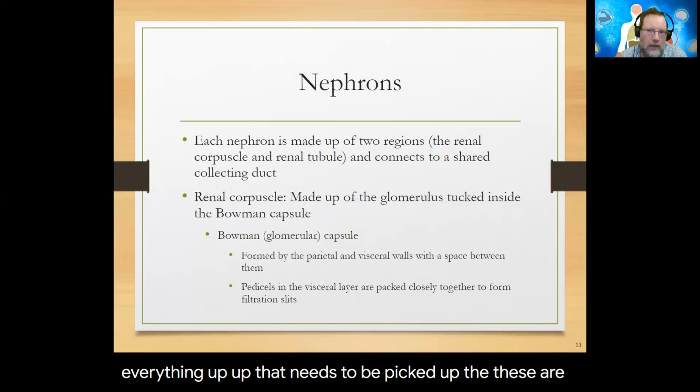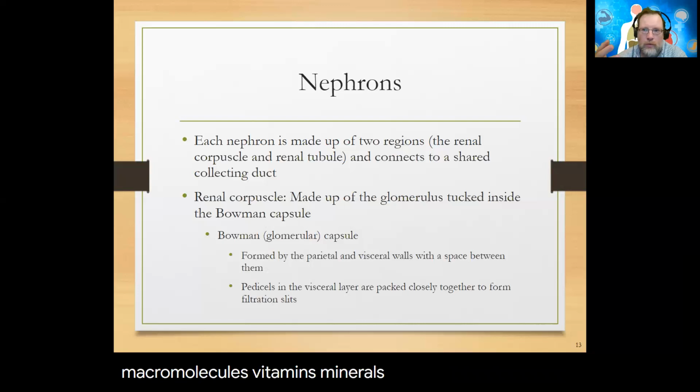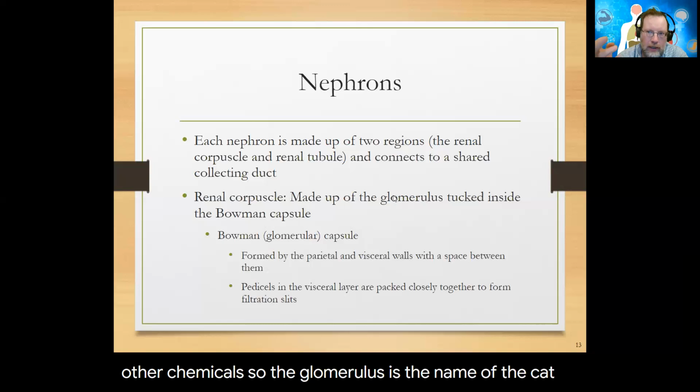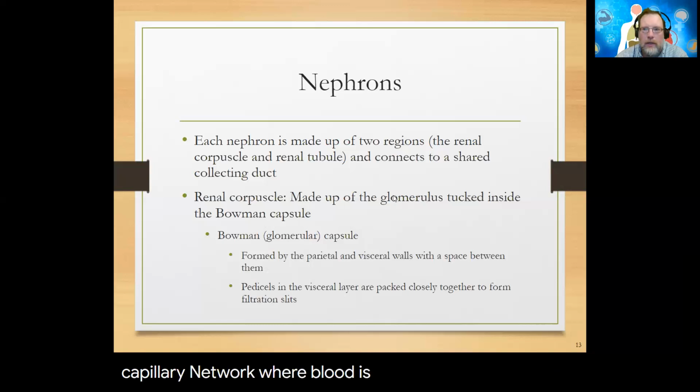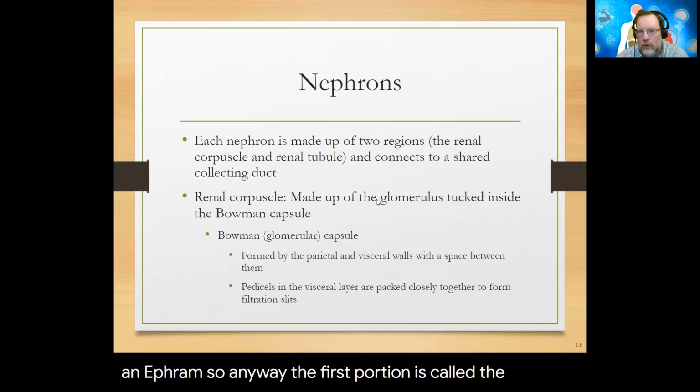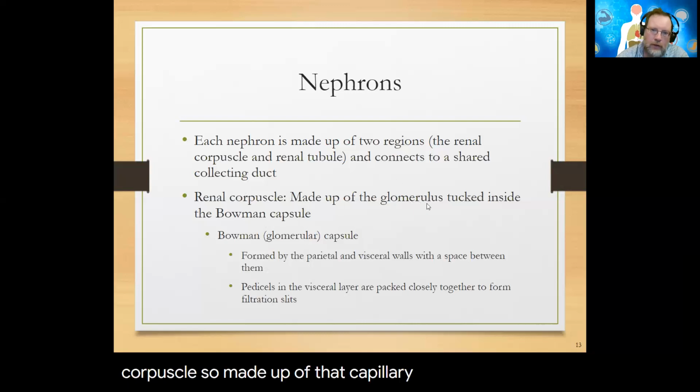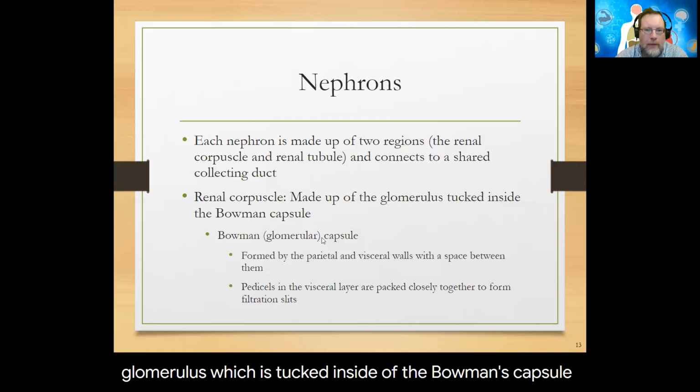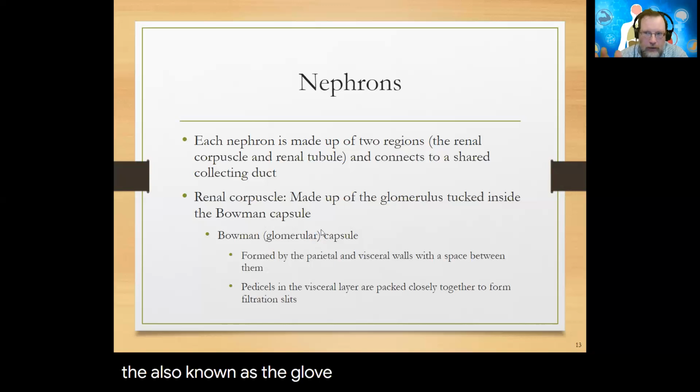These are macromolecules, vitamins, minerals, hormones, enzymes, other chemicals. So the glomerulus is the name of the capillary network where blood is coming from the renal artery and branching till ultimately getting to a nephron. So anyway, the first portion is called the renal corpuscle, made up of that capillary network called the glomerulus, which is tucked inside of the Bowman's capsule, also known as the glomerular capsule.